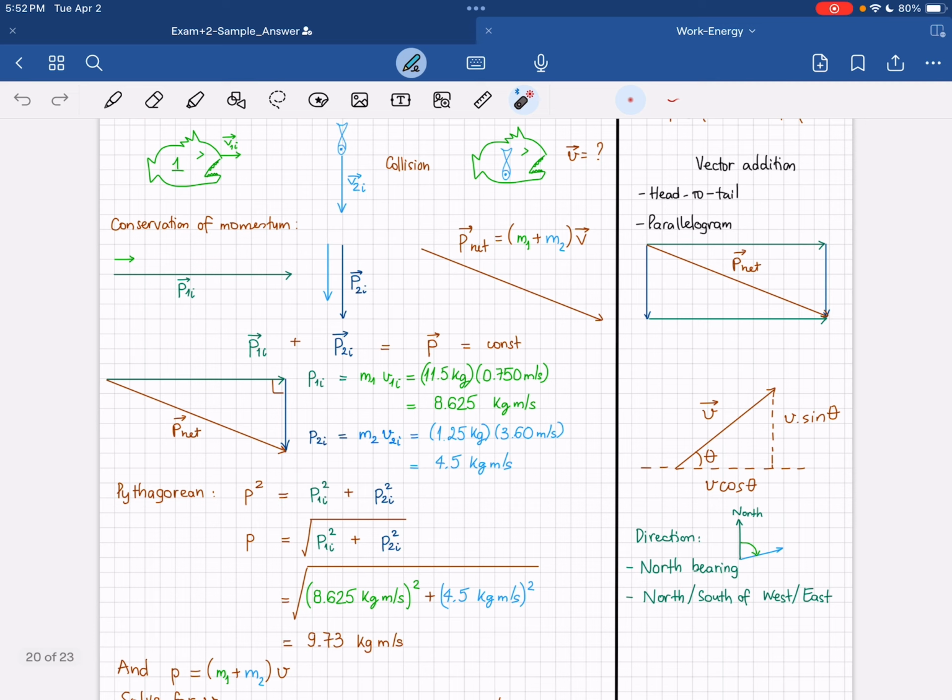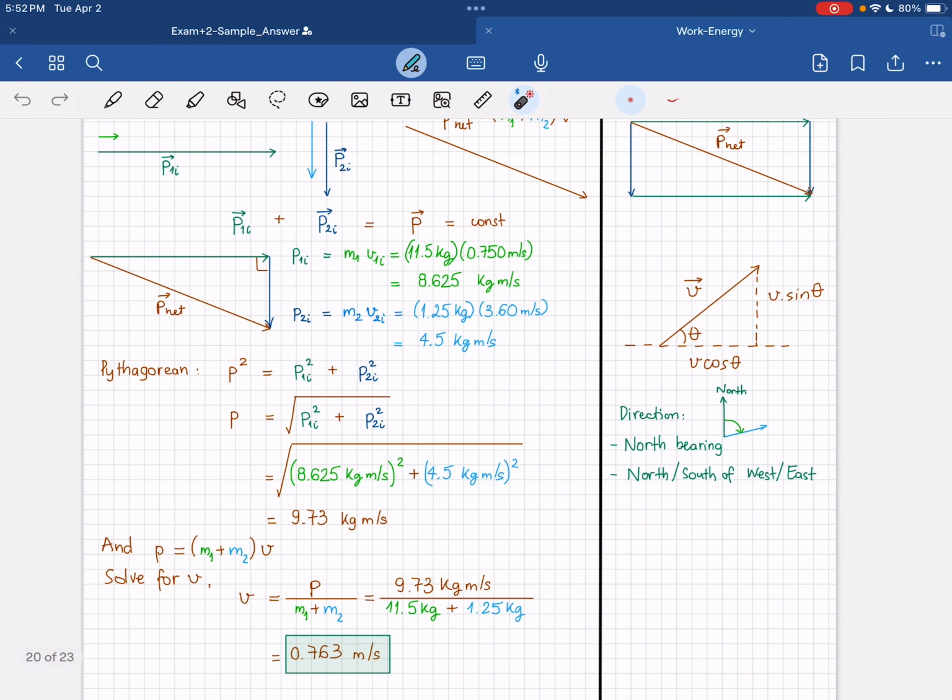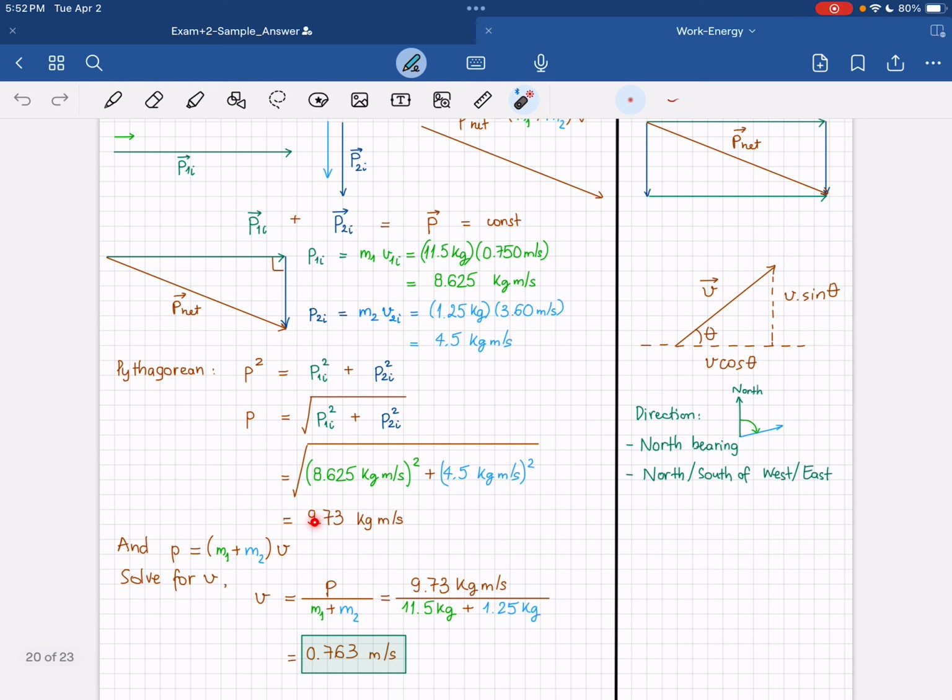And after we are done with the lengths here, we know the sides already. We can find the hypotenuse based on the Pythagorean theorem. Then we got this one squared equals this squared plus this squared. And then to find this one, let's take the square root of both sides. So just plug in the values again that we found above. Then we have this one. This is the net momentum.